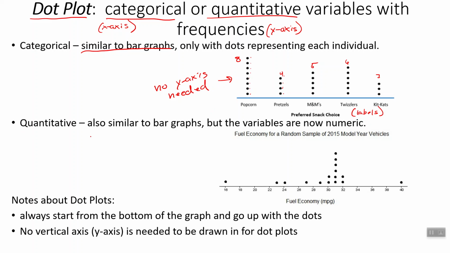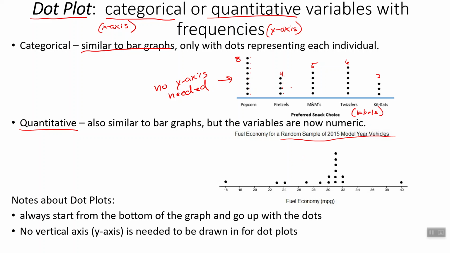All right, this also works for quantitative data. So it also works with numbers. It is still similar to a bar graph. If you just turn these into bars, it would essentially be like a bar graph. It actually would be what we call a histogram, which we'll talk about later. But these are fuel economies in miles per gallon of randomly sampled 2015 car models.